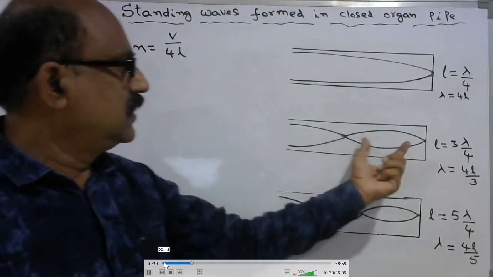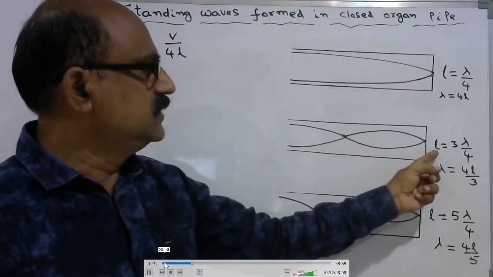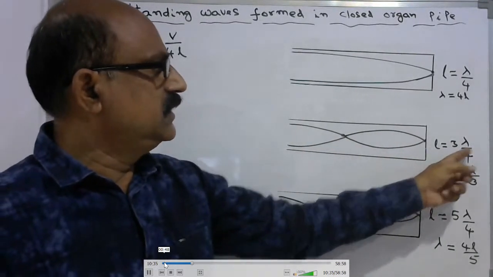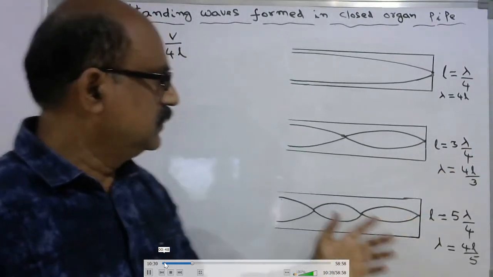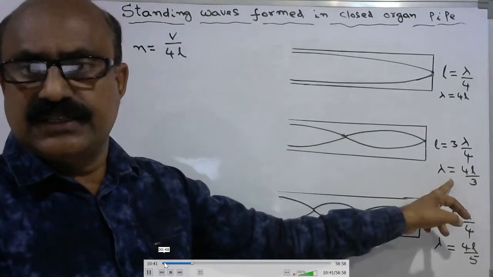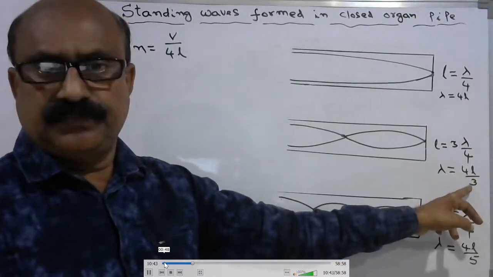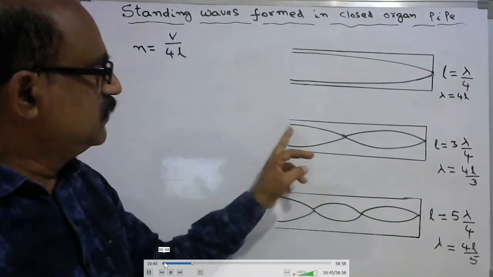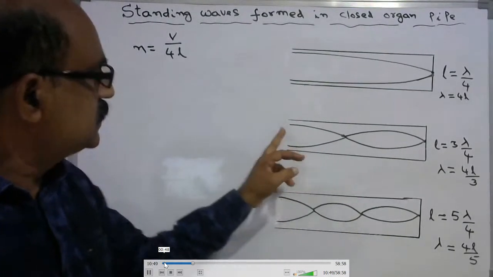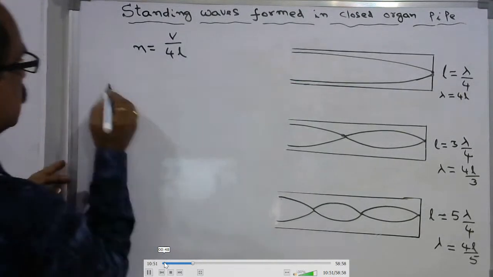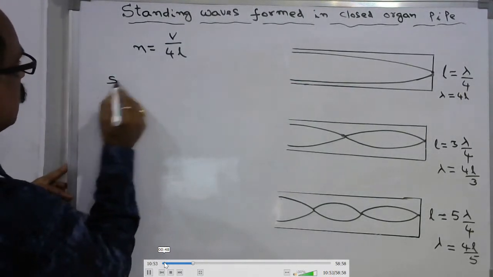So what is the length of the air column? L is equal to 3 lambda over 4, three times lambda by 4, and hence lambda in this case is 4L by 3. Now let us see what will be the frequency corresponding to this second mode of vibration.